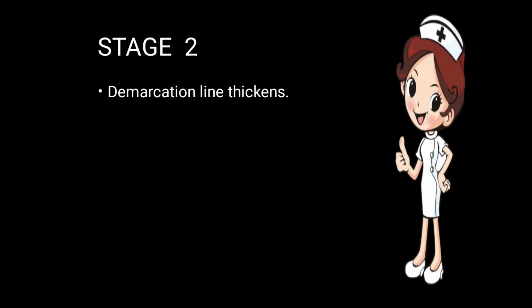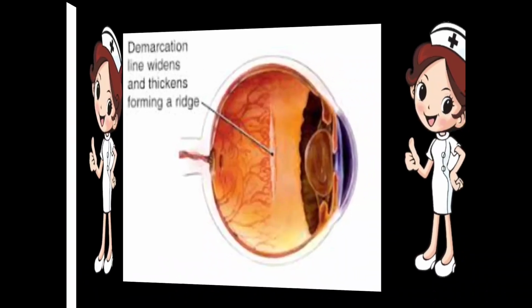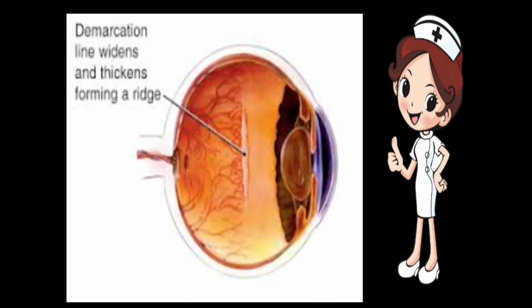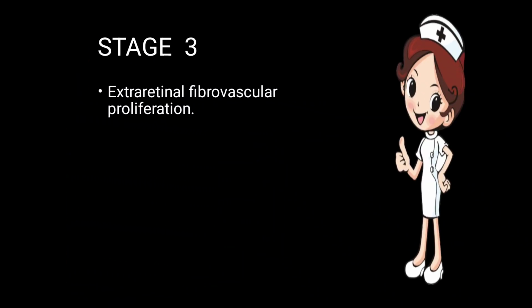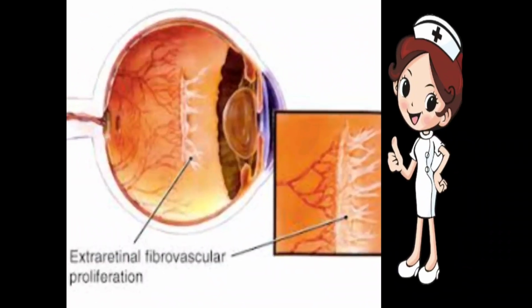Next one, stage 2. In case of stage 2, that demarcation line thickens. Okay, it becomes white in color and thickened. So this one is the demarcation line. In stage 3, extraretinal fibrovascular proliferation. Okay, so at the demarcation line, if you can see, there is a fibrous growth present here. This is the extraretinal fibrovascular proliferation which separates the avascular retina from the vascular retina.